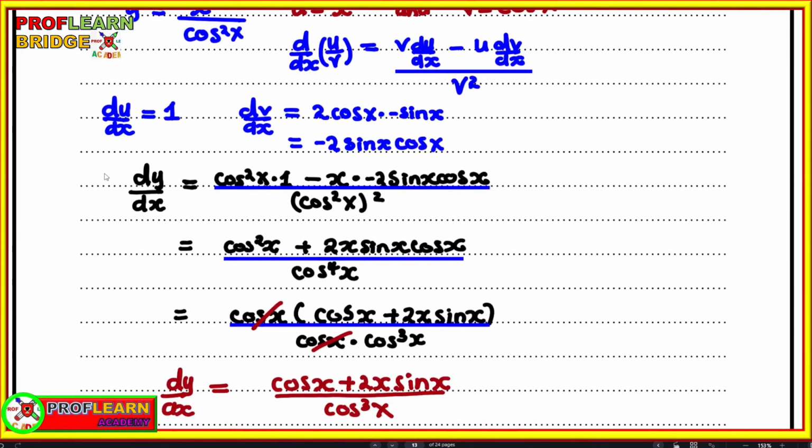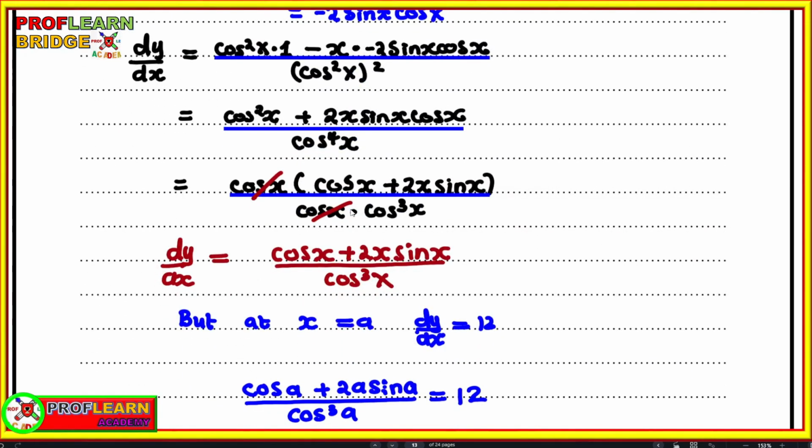Then in order to find dy/dx, we are going to substitute this into the quotient rule. It's v du/dx and du/dx is 1, so the v was cos squared x times 1, so this is going to be cos squared x. Then minus u, our u is actually x, times dv/dx, which we had gotten here. Then we have v squared, so this is cos squared x squared. This is going to be cos to the power 4.